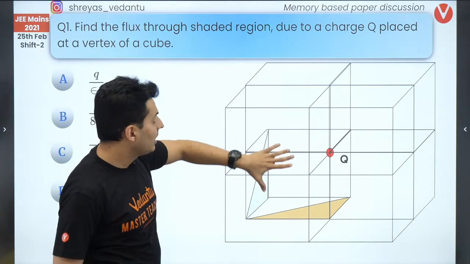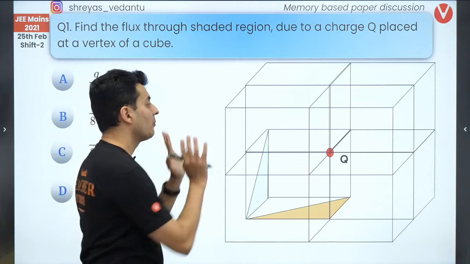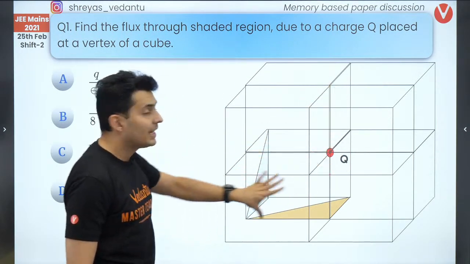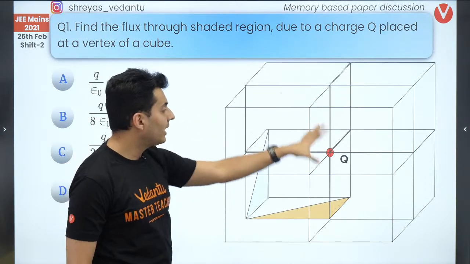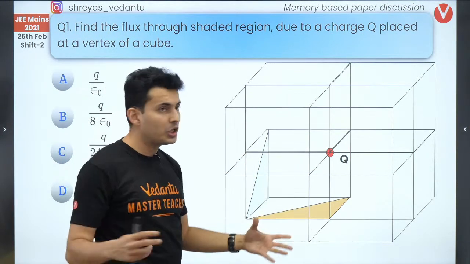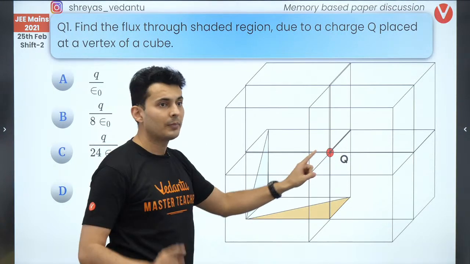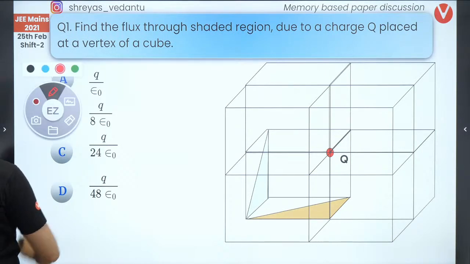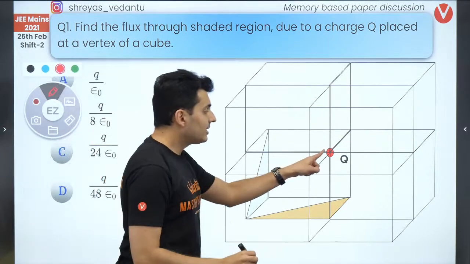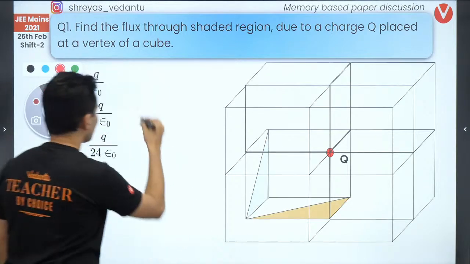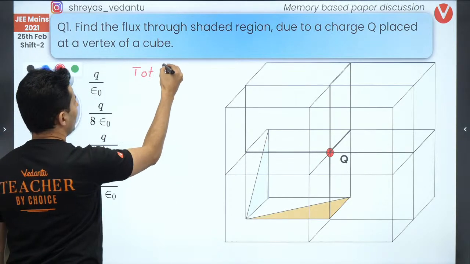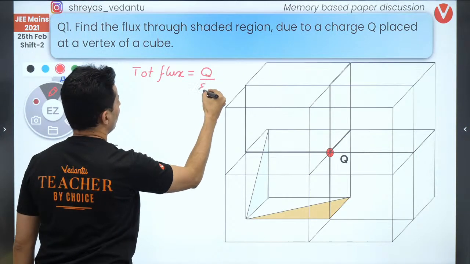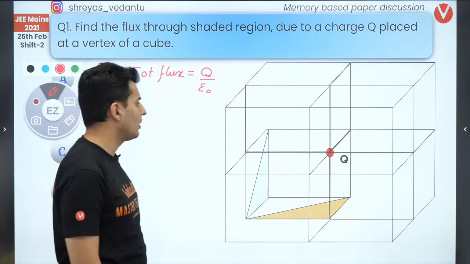Look at the cube behind and the one which is below. There is a shaded area there. So now you have 8 cubes such that they make a bigger cube and the charge is at the center. Now think about this. This charge will create flux. The total flux from that charge will be Q divided by epsilon naught.